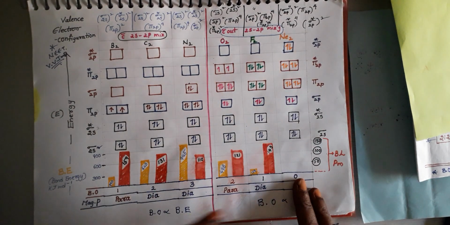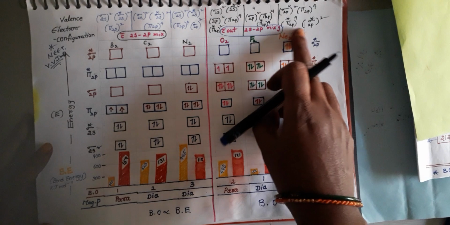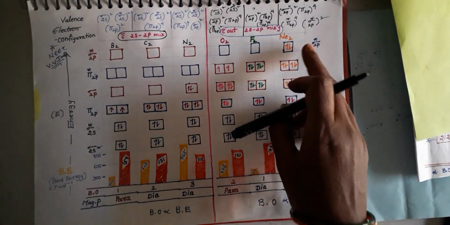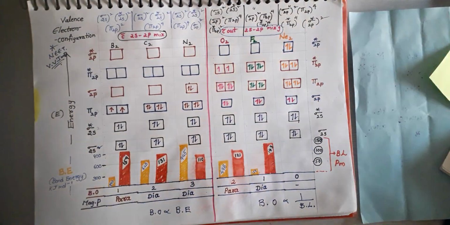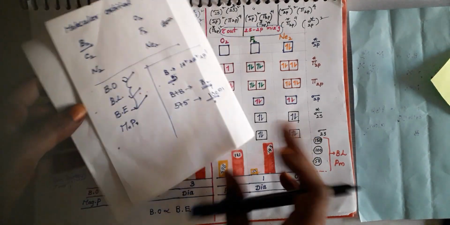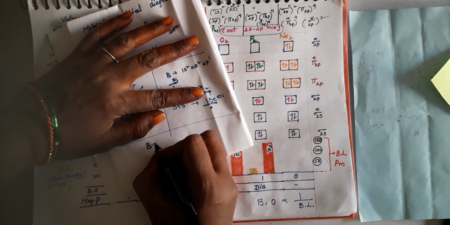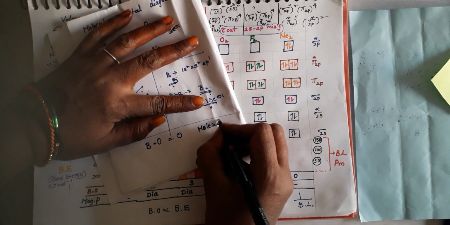Neon is not possible. Why? Because here the bond order is 0. Nothing but the bonding electrons equal the anti-bonding electrons, so the bond order is 0. Where the bond order is 0, that type of molecule is not possible. Okay, a molecule with bond order 0 is not possible.